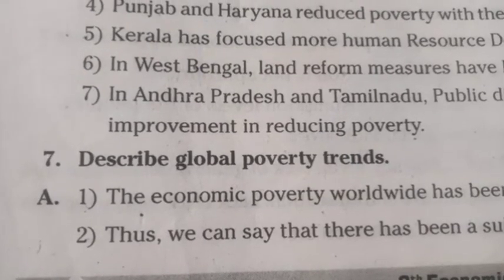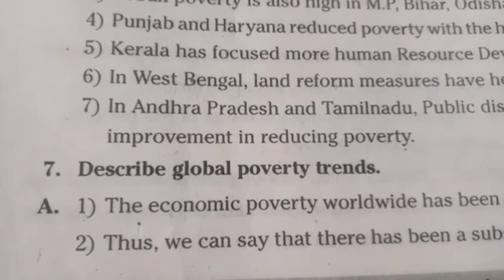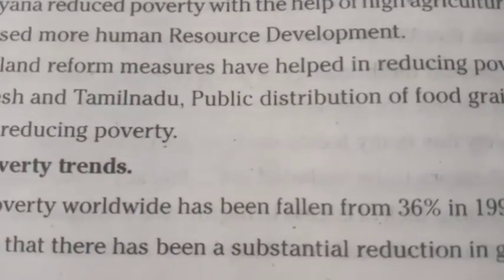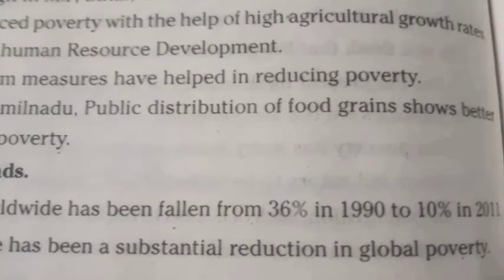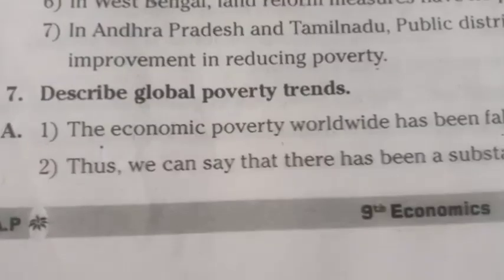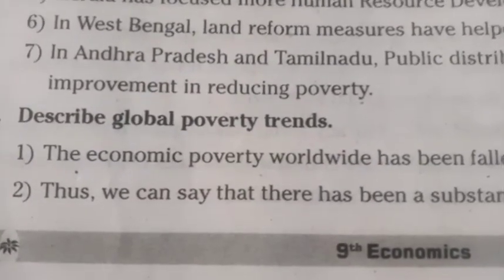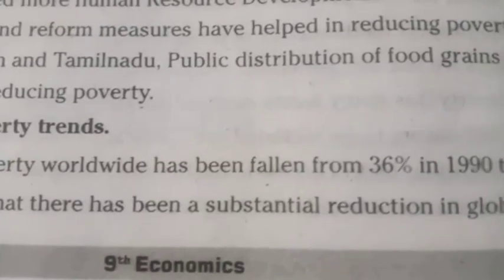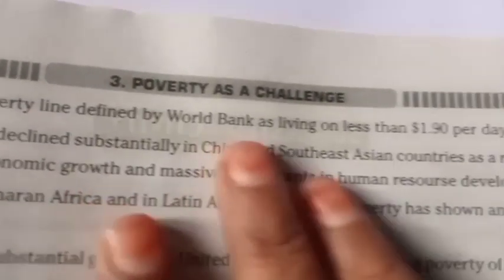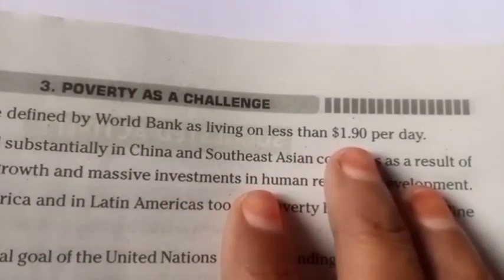Seventh question: Describe global poverty trends. Answer. First point, economic poverty worldwide has fallen from 36% in 1990 to 10% in 2011. Second point, thus we can say that there has been a substantial reduction in global poverty. Third point, the poverty line defined by the World Bank is living on less than $1.90 per day.